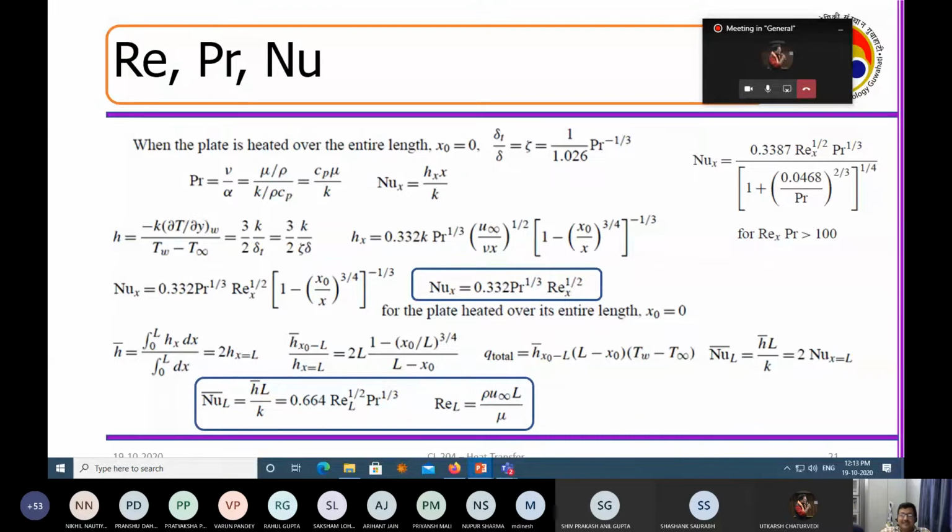And these parameters are like Reynolds number is what? Inertia to viscous force. Prandtl number is what? Thermal diffusivity to momentum diffusivity. Nusselt number is what? Convective heat transfer to the conductive heat transfer. So you can see that these are all dealing with two different types of phenomena or two different types of forces, which are joined together.